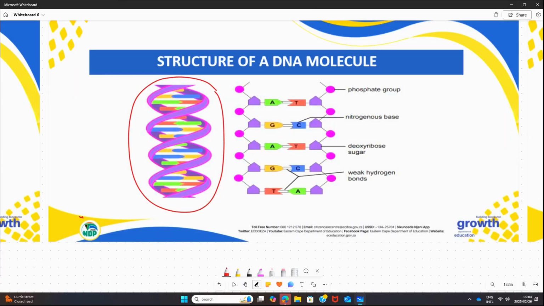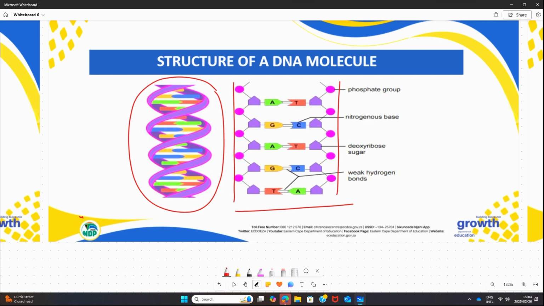This is how a DNA naturally looks. This is the double helix I was talking about. It looks like this. And now let us look at a simplified version of this molecule. It has got 2 strands: a strand on the left and a strand on the right. Hence, it is regarded as a double-stranded molecule.